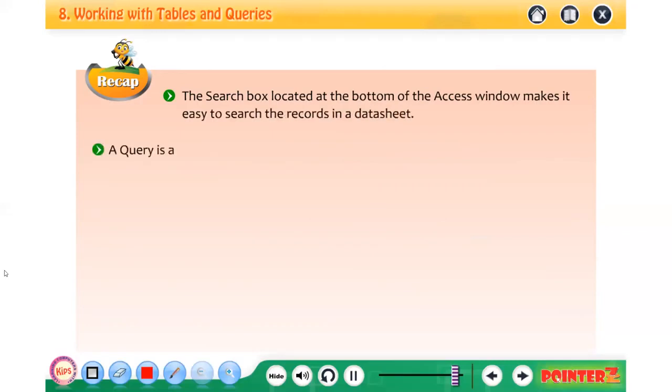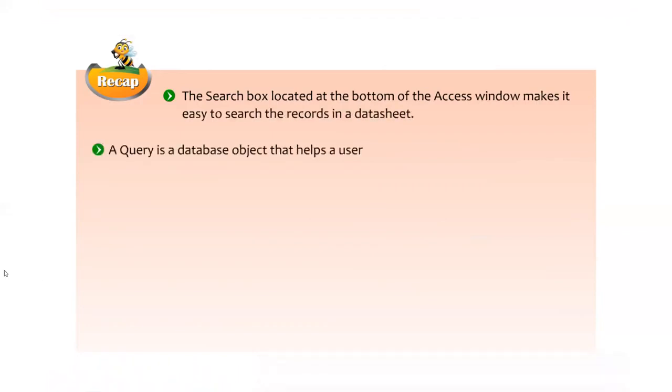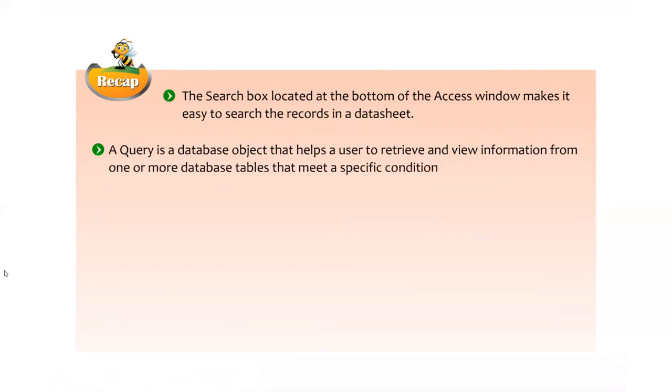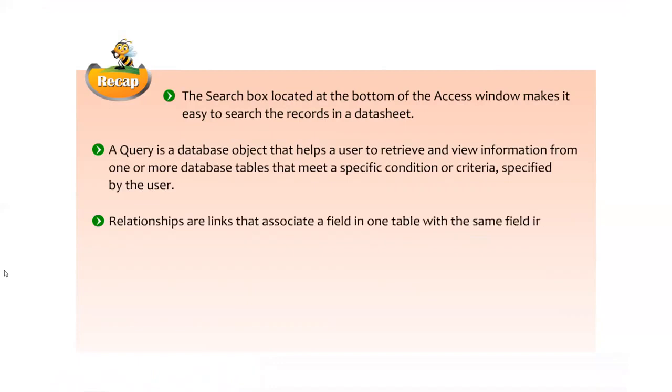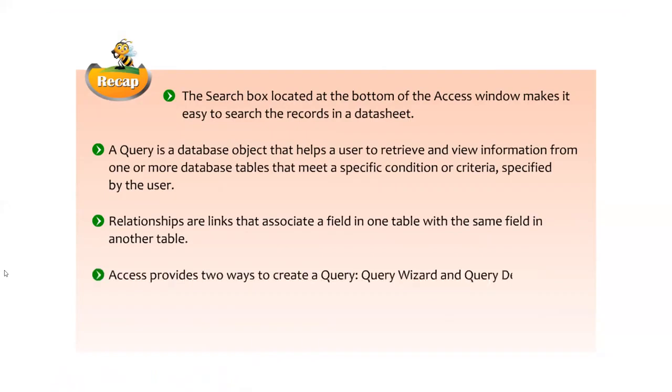The search box located at the bottom of the Access window makes it easy to search the records in a datasheet. A query is a database object that helps a user to retrieve and view information from one or more database tables that meet a specific condition or criteria specified by the user. Relationships are links that associate a field in one table with the same field in another table. Access provides two ways to create a query: query wizard and query design.